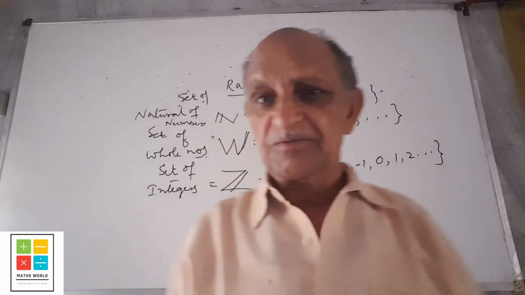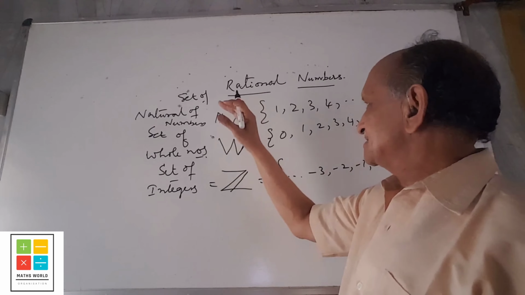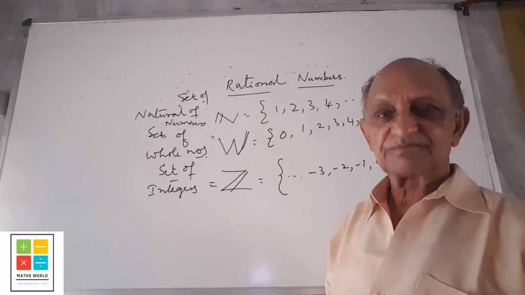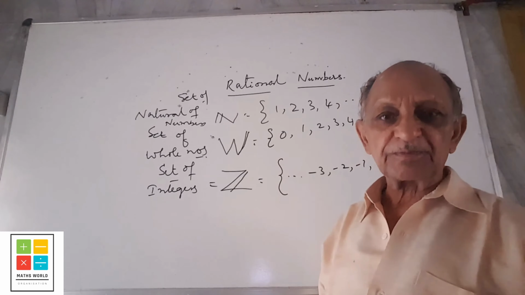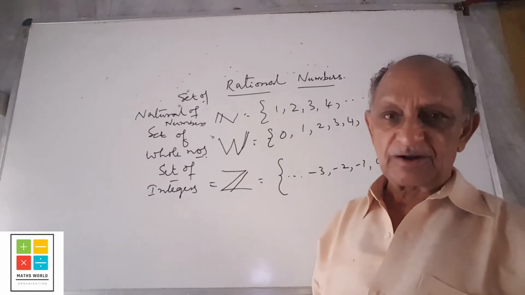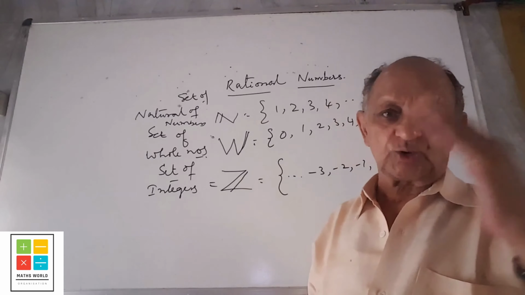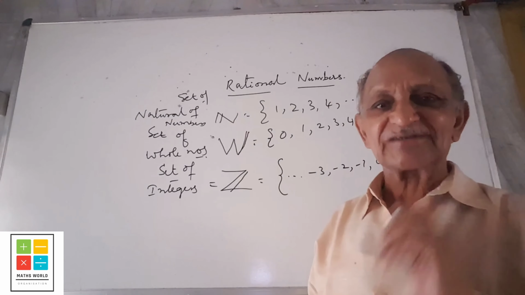In this, every set which I have mentioned follows certain properties. Similarly, rational numbers also. Now, what is a rational number?